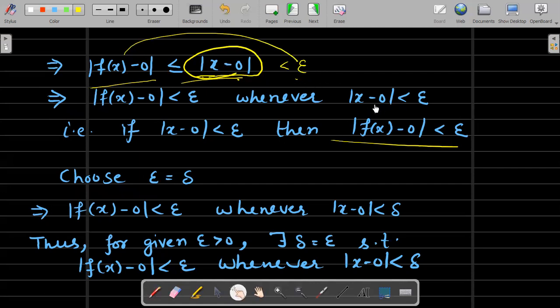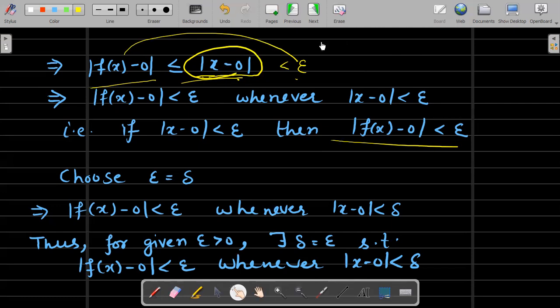As we have |f(x) - 0| less than epsilon, and we need |x - a| less than delta, so we choose this epsilon as our delta. So choose epsilon equal to delta, and this becomes |f(x) - 0| < epsilon whenever |x - 0| < delta. Thus, for given epsilon greater than 0, there exists delta, and the value of delta is epsilon, such that |f(x) - 0| < epsilon whenever |x - 0| < delta.